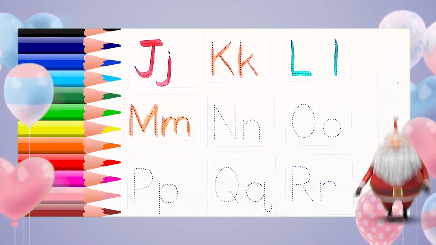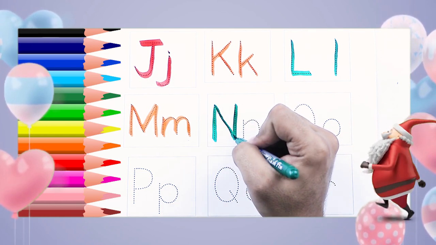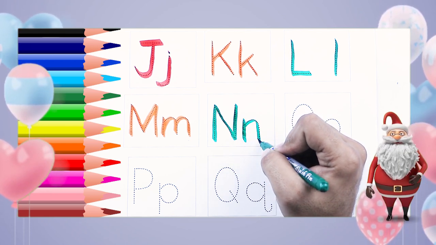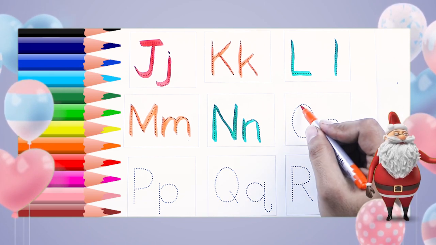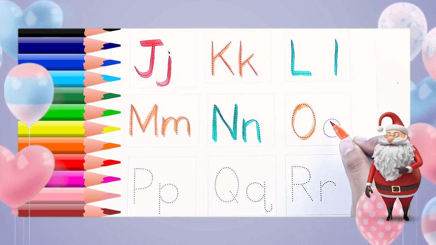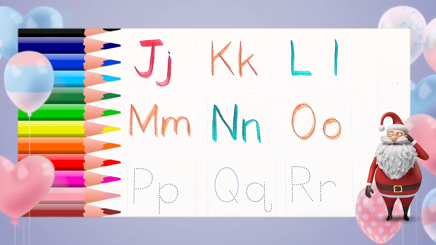Green color, N, capital N, N for nest. Green color, small n, N for nest. Orange color, capital O, O for orange. Orange color, small o, O for orange.